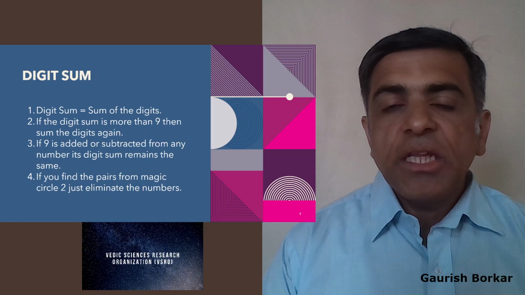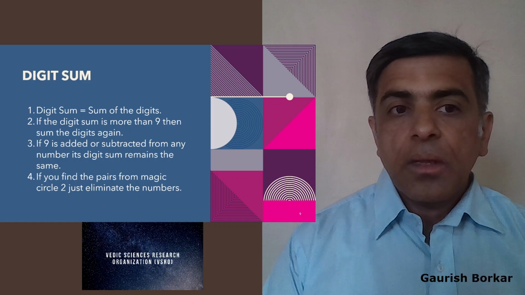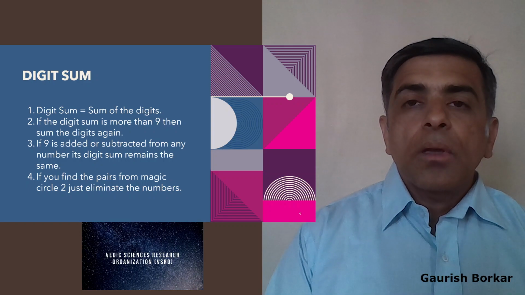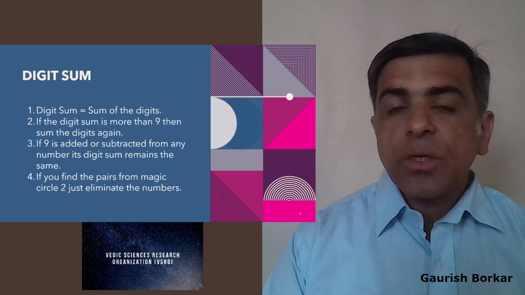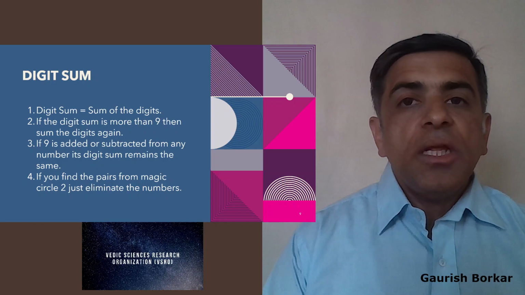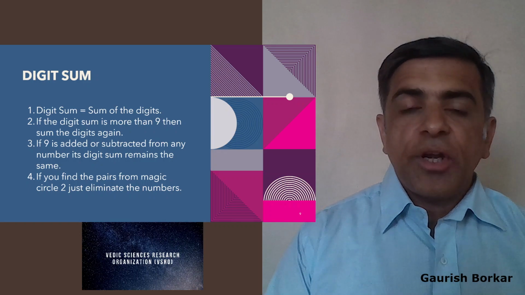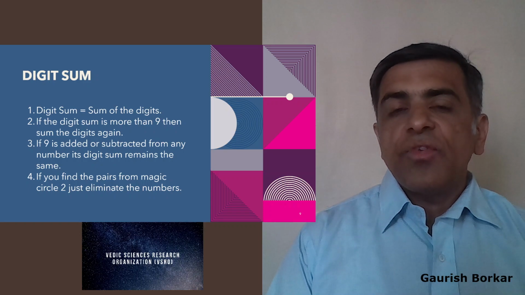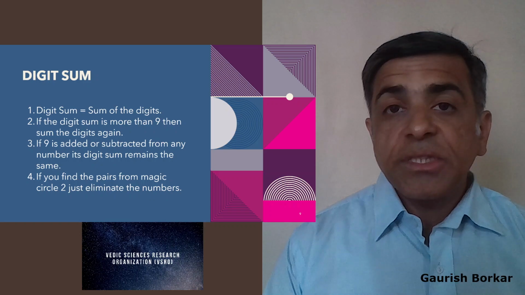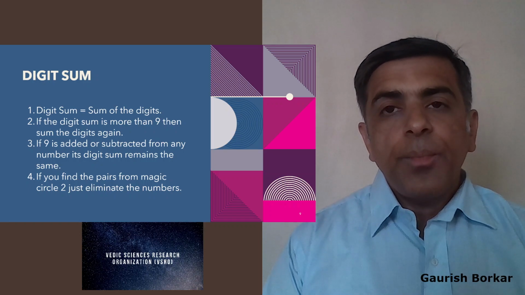If the digit sum of any number is more than 9, then we add the digits of that number again. And like we learnt about magic circle number 2, in case there are nines or pairs which form 9, for example 5 and 4, then those pairs can be ignored while we find the digit sum of any number. For example, 455: in this case 5 and 4 is 9, so that can be ignored, so the digit sum would be just 5. This way we can simplify the digit sum of numbers by taking help of magic circle number 2.